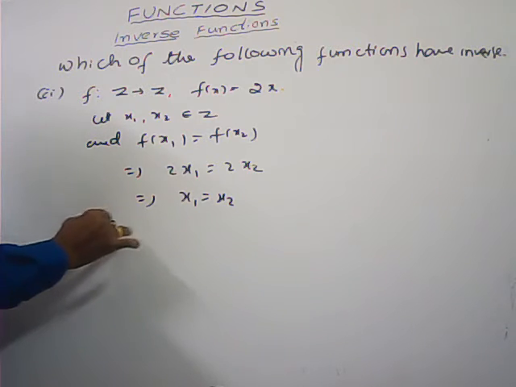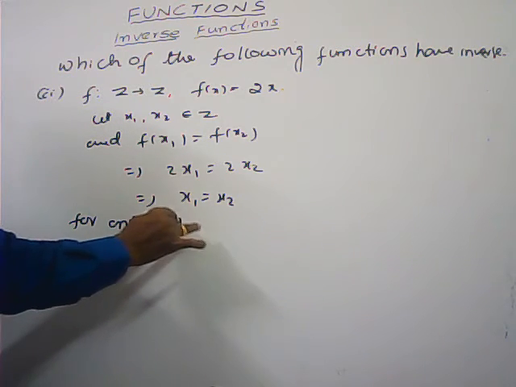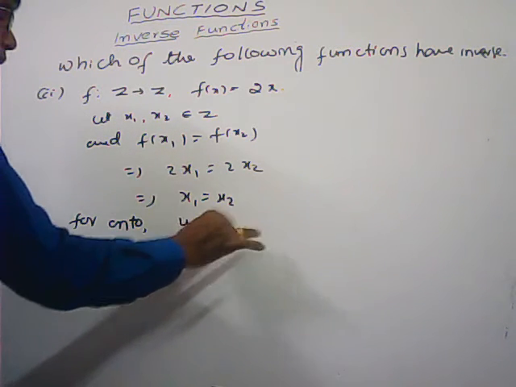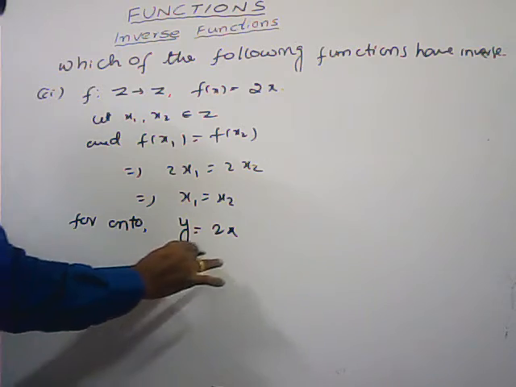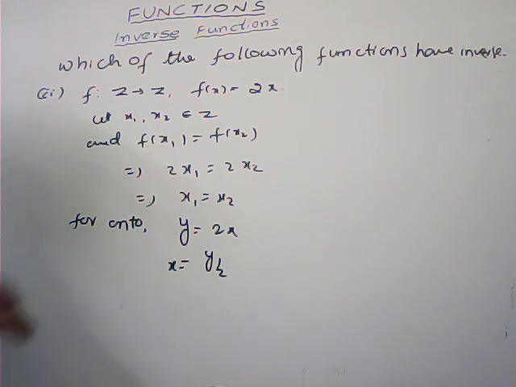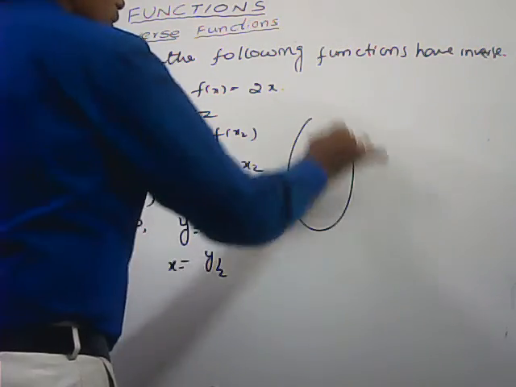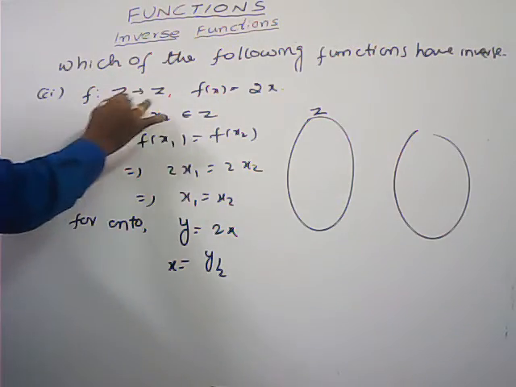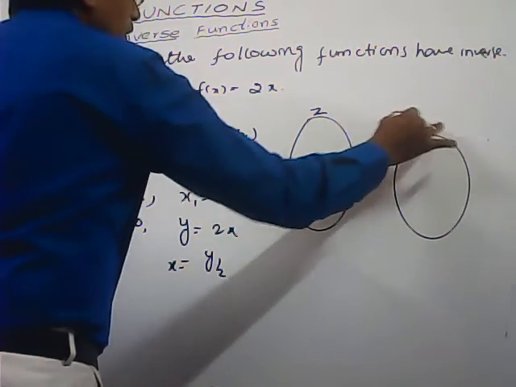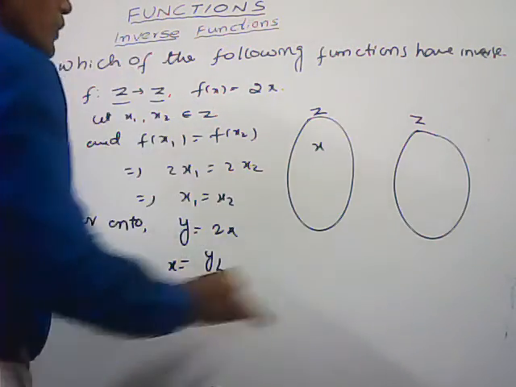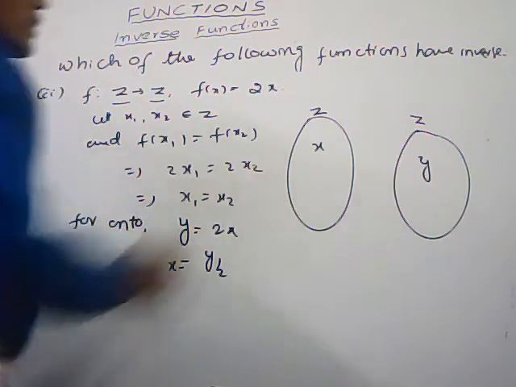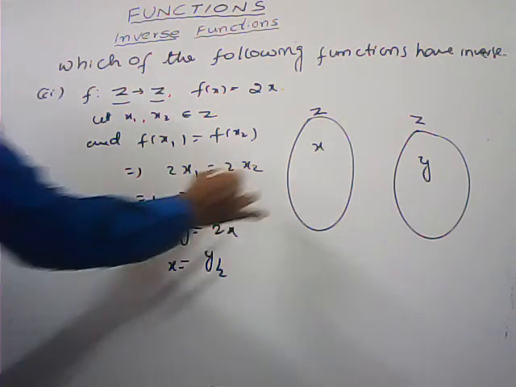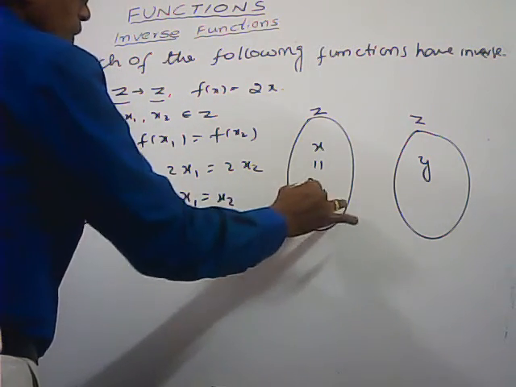For onto, let the given function be y is equal to 2x. Here you can make x as subject, x equals y by 2. Now here you can see the diagram. A set of integers are there in the domain. In the codomain also set of integers are there. x be the element in the domain and y be the element in the codomain. Here x equals what we got? x equals y by 2.